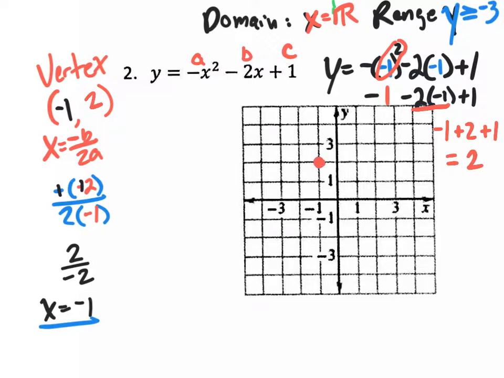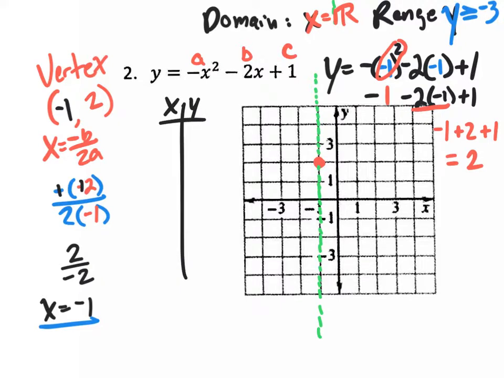What's the next step after plotting your vertex? What do you do next after plotting the vertex? Axis of symmetry. Some teachers don't make you draw it. I like seeing the drawing, like a dotted line right there. And then after that, you want to go to an XY table.